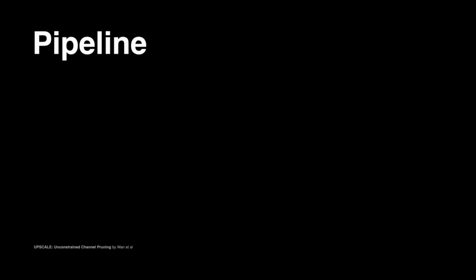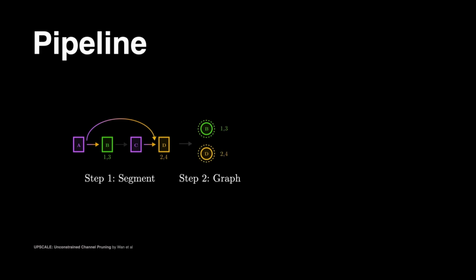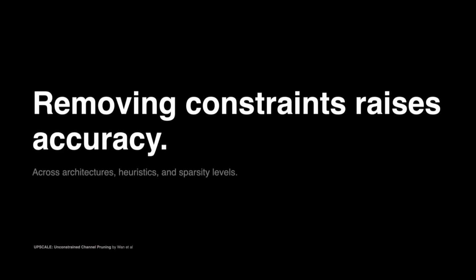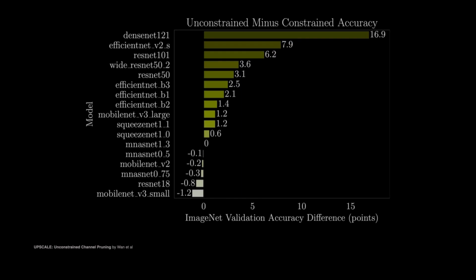In summary, here's our pipeline. Find a segment. From your segment, construct a graph. In your graph, find a path. Finally, use that path to reorder weights in the original model. Let's see some results. First, removing constraints improves accuracy. Here we compute the difference between unconstrained and constrained ImageNet top 1 accuracy for post-training pruned models. Positive numbers mean that unconstrained accuracy is higher. As you can see, the larger the model and the more complex the model, the more that unconstrained pruning helps.